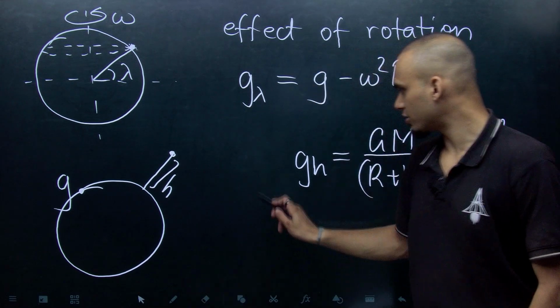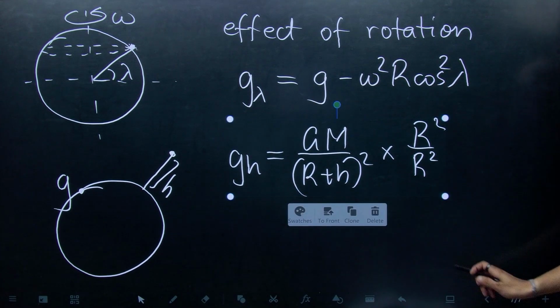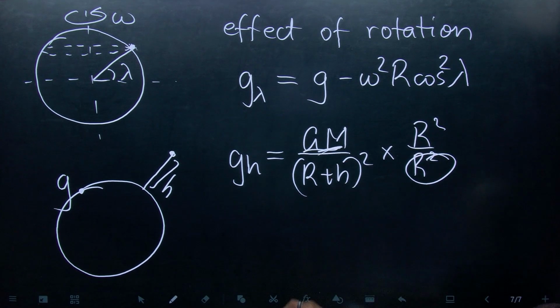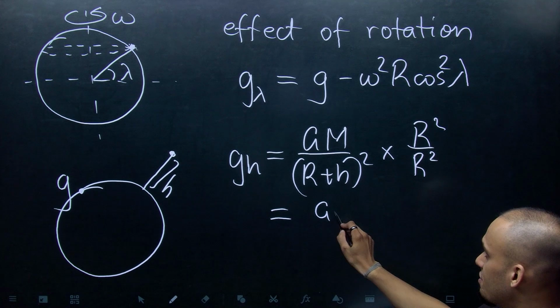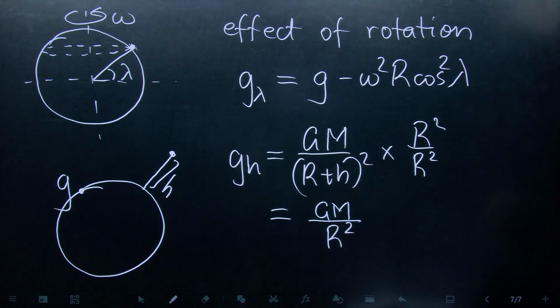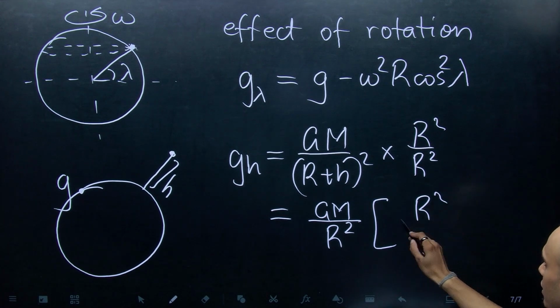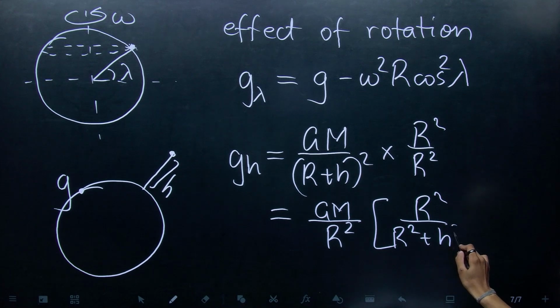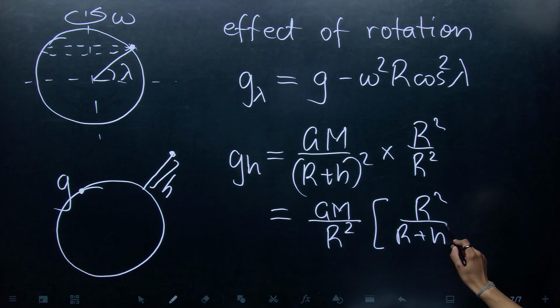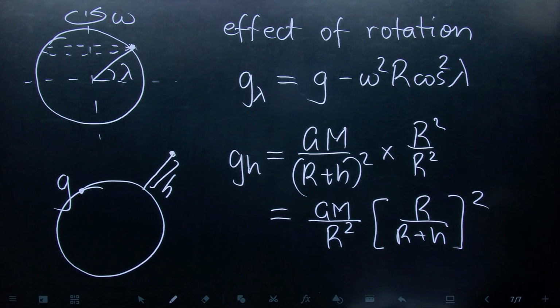What will happen because of that? Why is it necessary? So that we can divide this r square with our GM. This r square we can divide with our GM and write it as GM upon r square, and then we have r square upon r plus h the whole square. This is how we can rewrite our acceleration due to gravity, right?